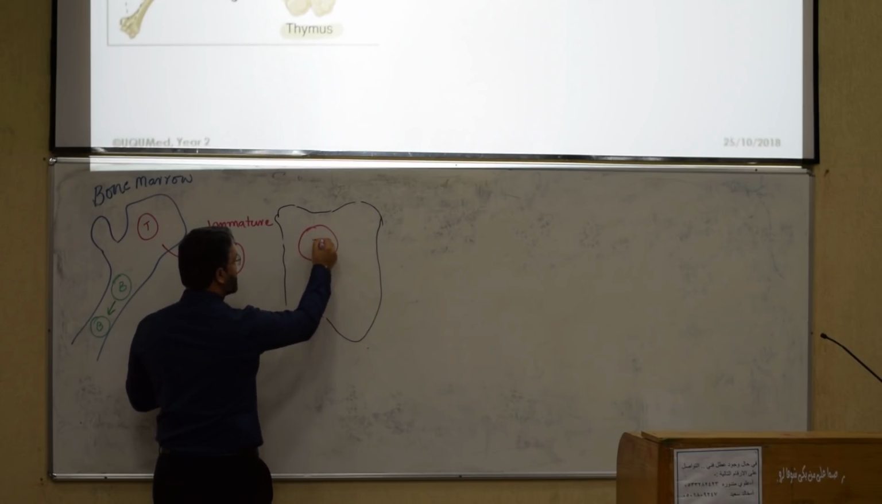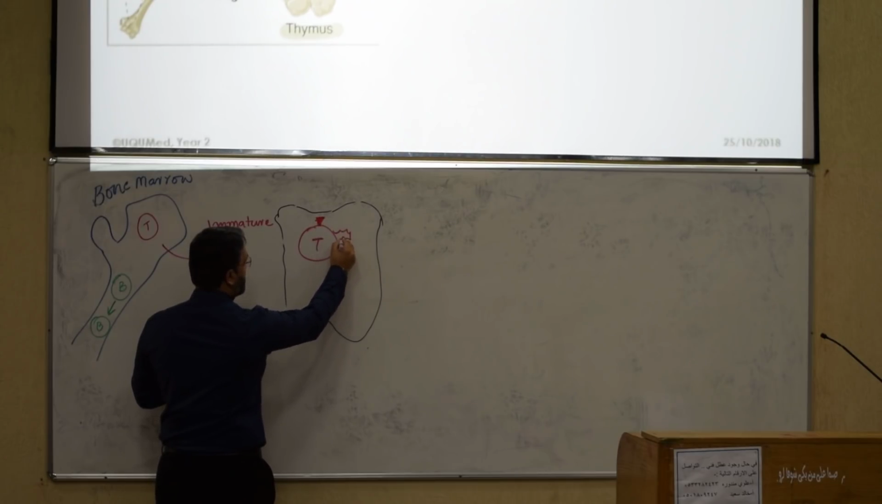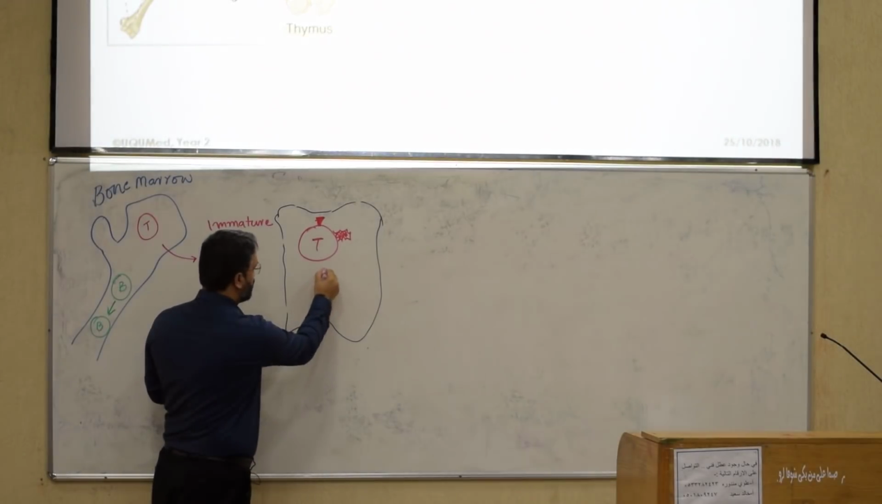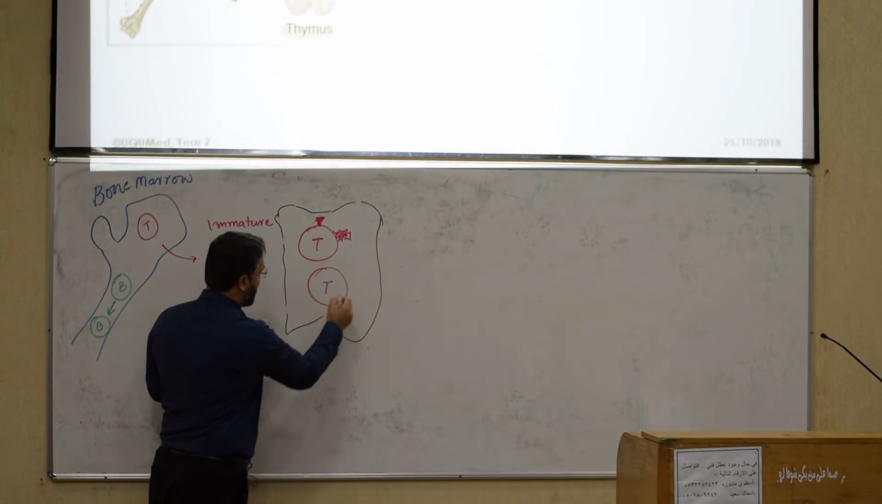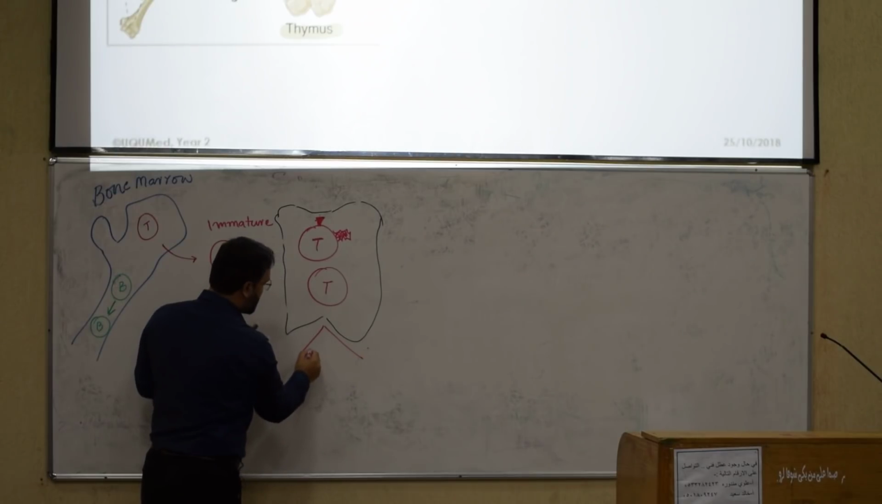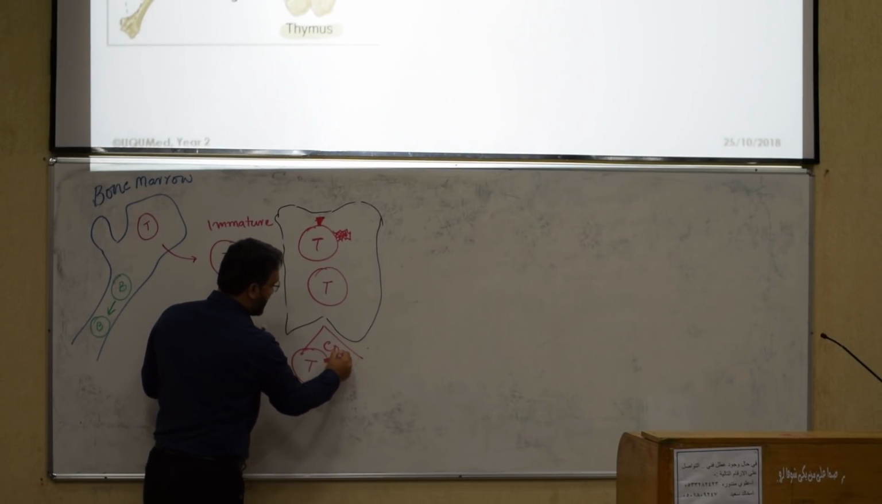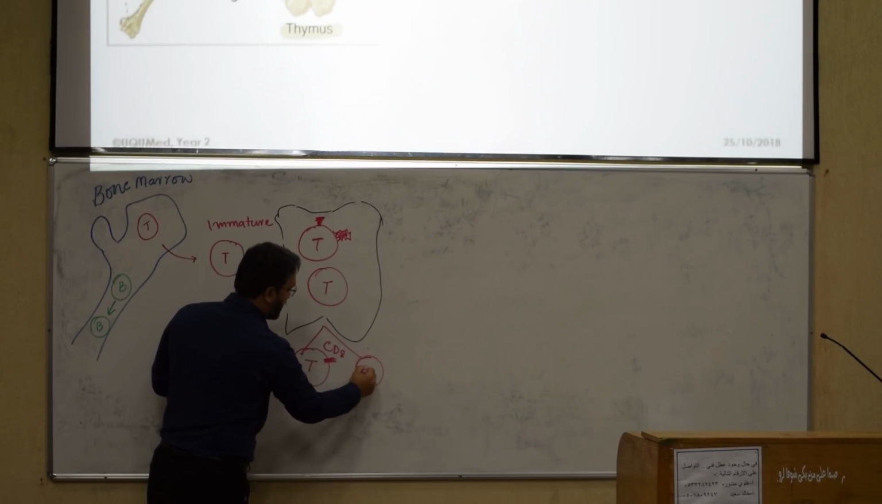Now what does that maturity mean? They will acquire certain types of receptors here. Okay, I'll just mention two of them. So after this maturity, we have two different types of cells, CD8 positive and CD4 positive.